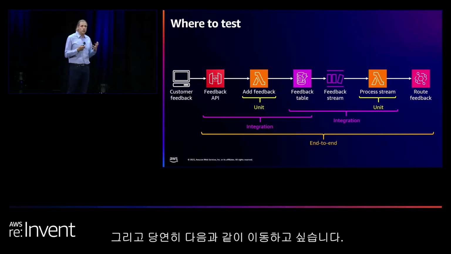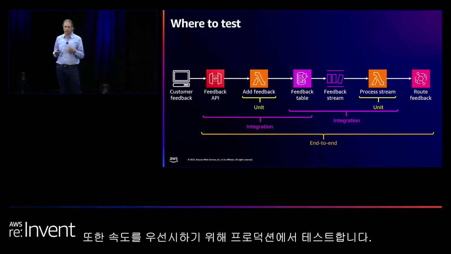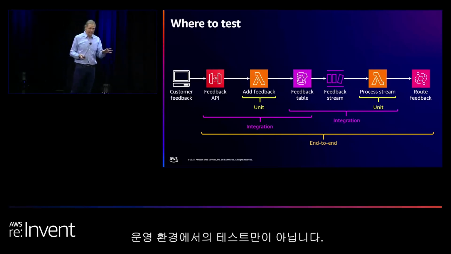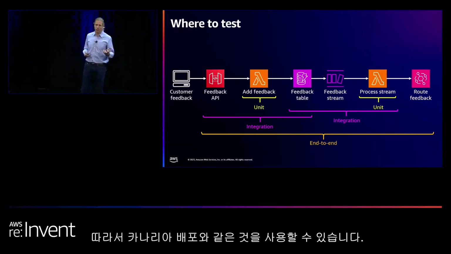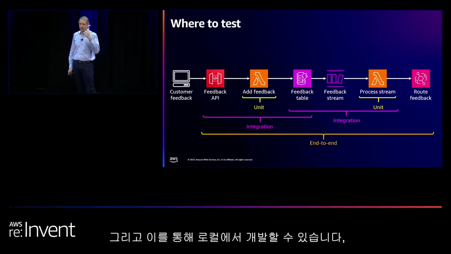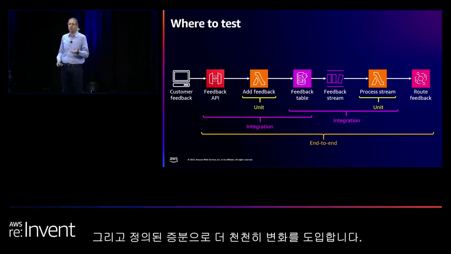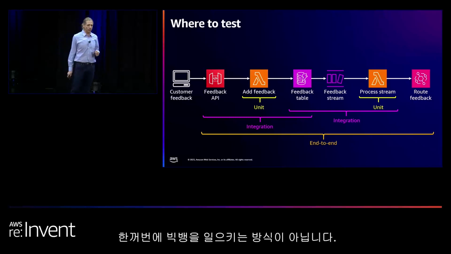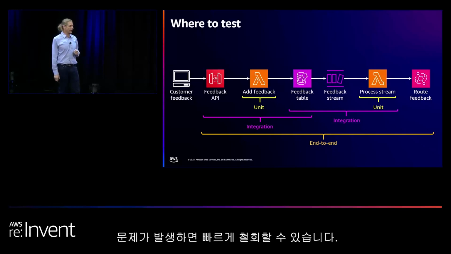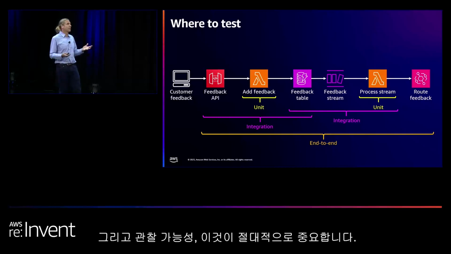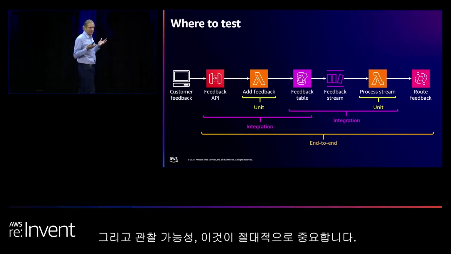And then, of course, you want to move towards also testing in production to prioritize speed. This isn't only testing in production, this is also testing in production. So you can use things like canary deployments, and this allows you to develop things locally, push it to the cloud, and introduce changes more slowly in defined increments rather than having a big bang all at once approach. Feature flags also help you to introduce code effectively and then back out really quickly if you do have a problem. And observability, this is absolutely key.